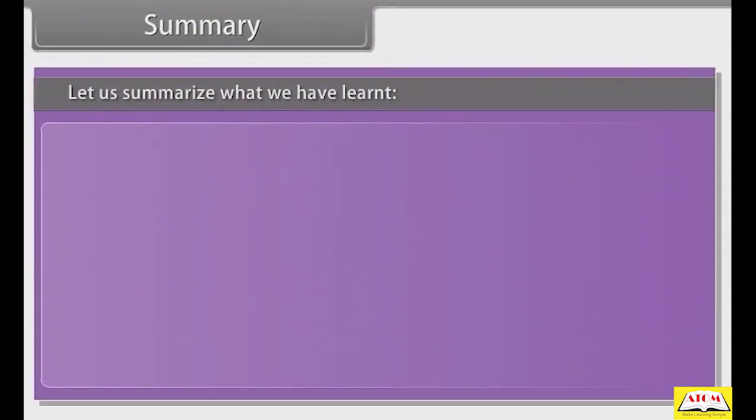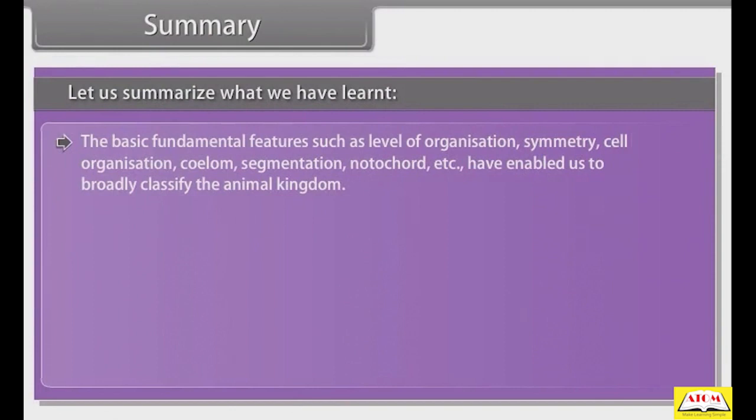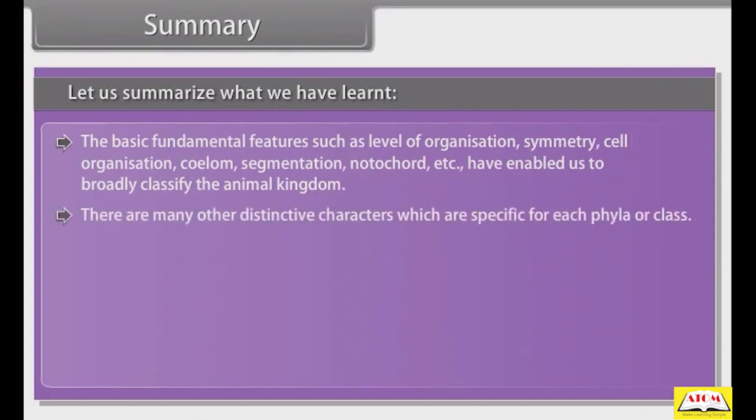Summary. Let us summarize what we have learnt. The basic fundamental features such as level of organization, symmetry, cell organization, coelom, segmentation, notochord, etc. have enabled us to broadly classify the animal kingdom. There are many other distinctive characters which are specific for each phyla or class.